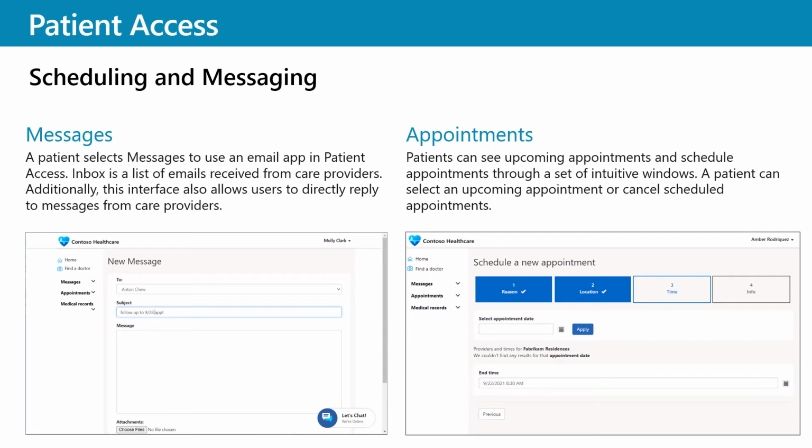Scheduling and messaging. Messages. A patient selects messages to use an email app in Patient Access. Inbox is a list of emails received from care providers. Additionally, this interface allows users to directly reply to messages from care providers.